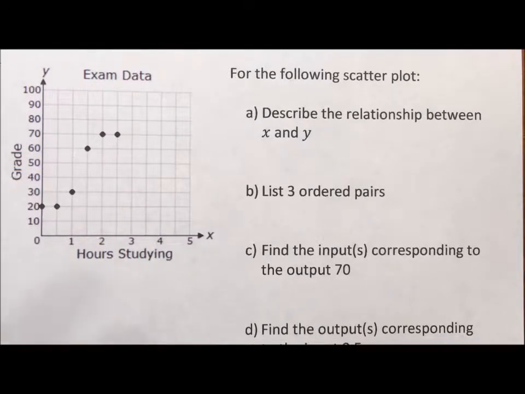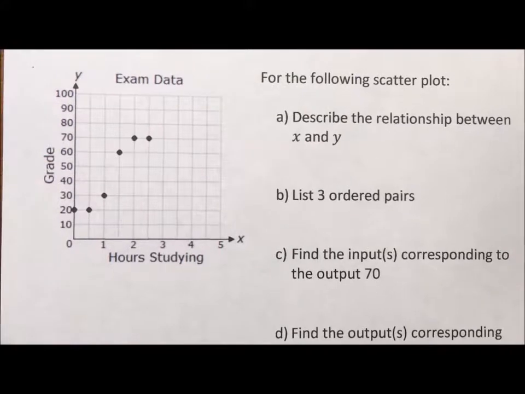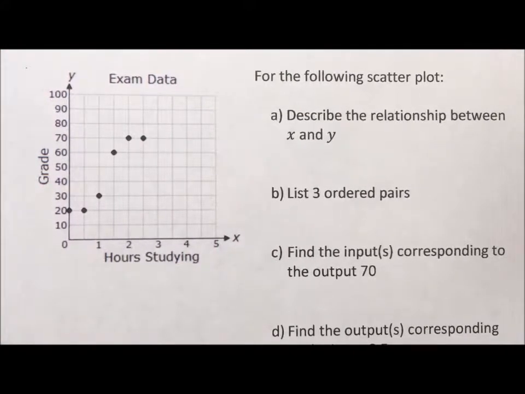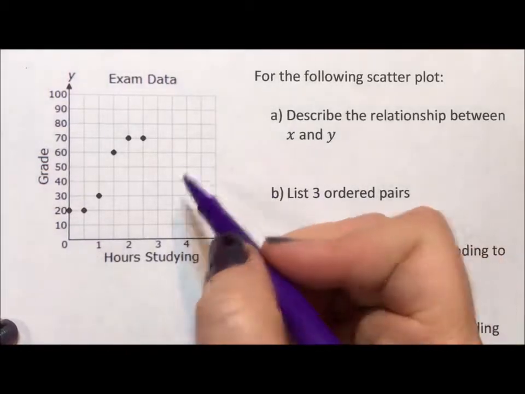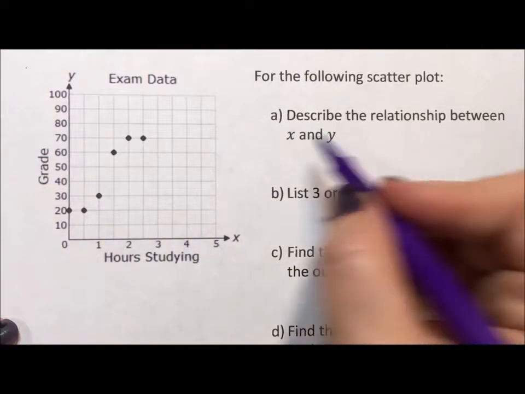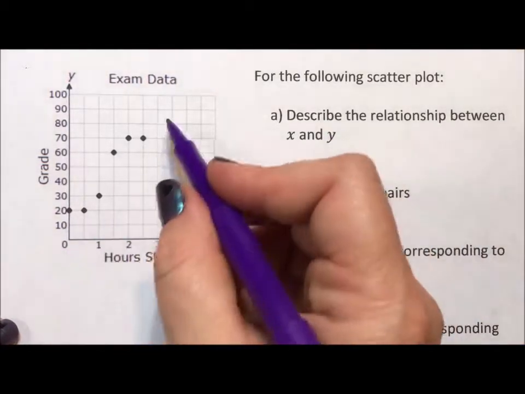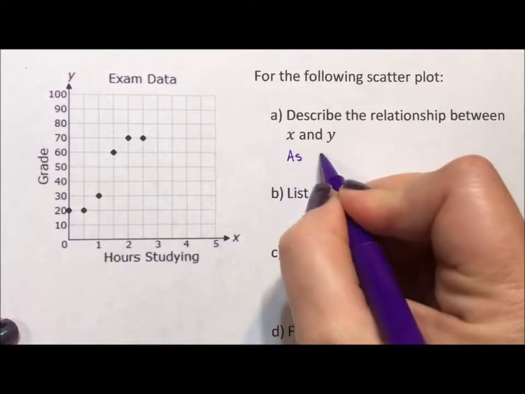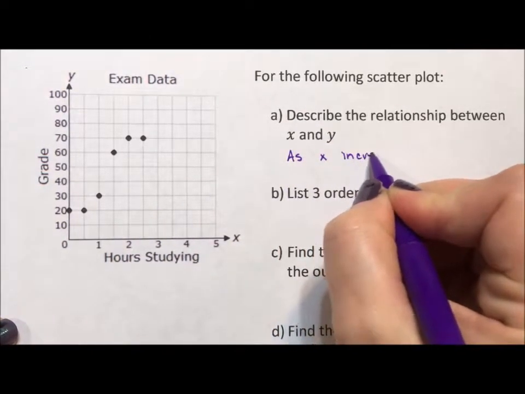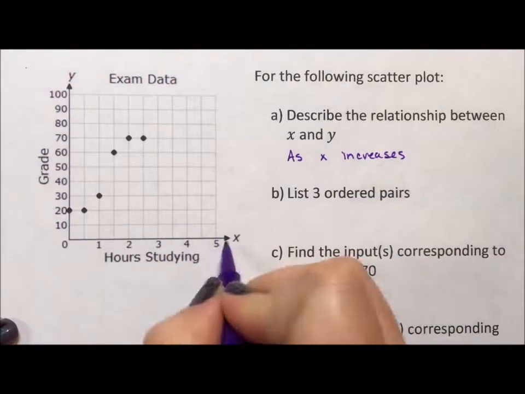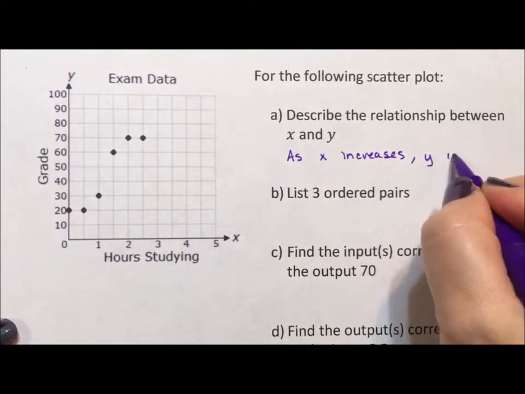Today I'm doing a series of videos on data, input, output, functions, and all sorts of fun graphical information. Okay, for the following scatter plot, describe the relationship between x and y. Well, if we look, as x increases, so as x goes up, y increases.